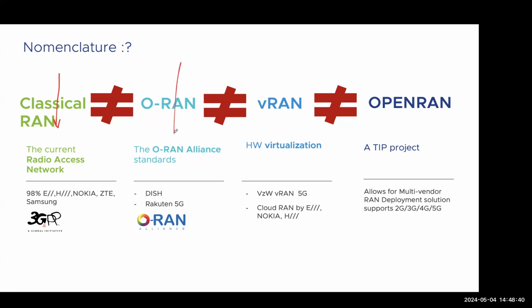ORAN is a name or a term, and as you can see, O-RAN means that this is a solution based on the ORAN Alliance standards and compliant with it. One example is Dish Network in the US, 5G, and the Rakuten 5G network. Also some of the POCs, not all of the POCs, happening here and there.